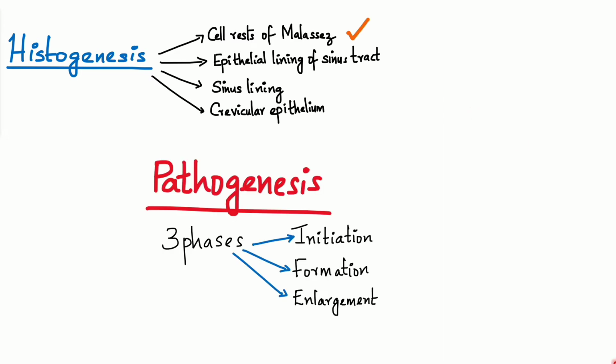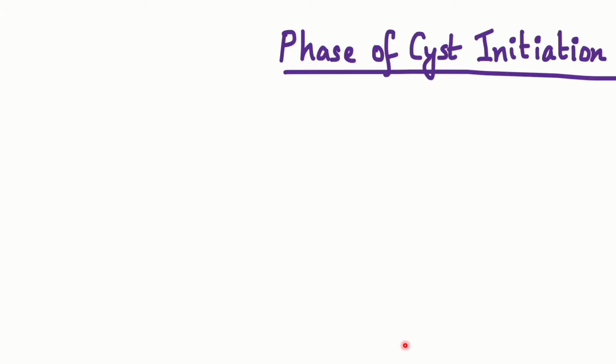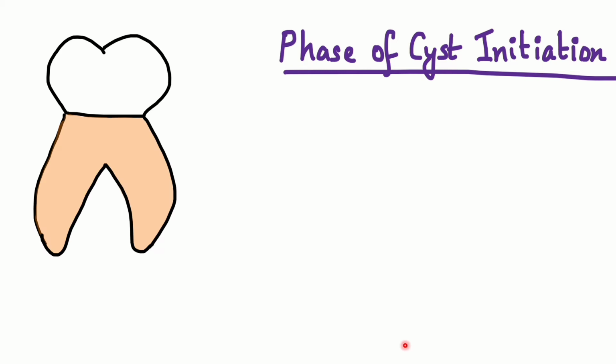Now the pathogenesis of an inflammatory cyst is different from that seen in a developmental cyst, and it involves three phases. There is a phase of cyst initiation, how the cyst formation begins. Next is the phase of cyst formation, where the cystic cavity will be lined by the epithelium. Then there is the phase of cyst enlargement, where the cyst has to become larger and larger. The first is cyst initiation. It is widely accepted that it is derived from the proliferation of Hertwig's epithelial root sheath remnants.